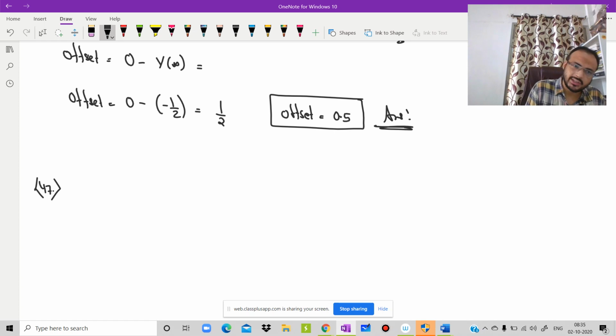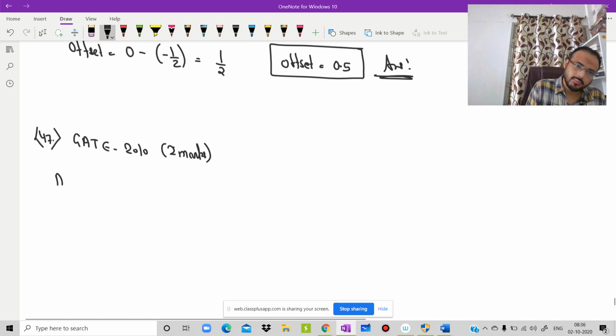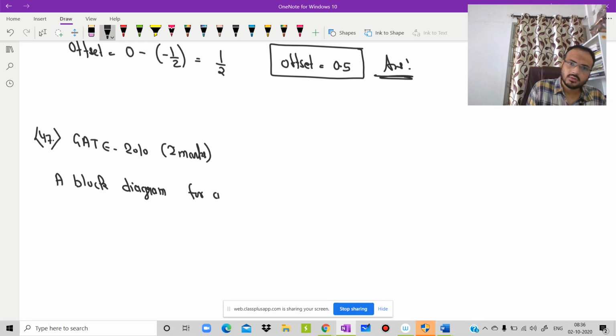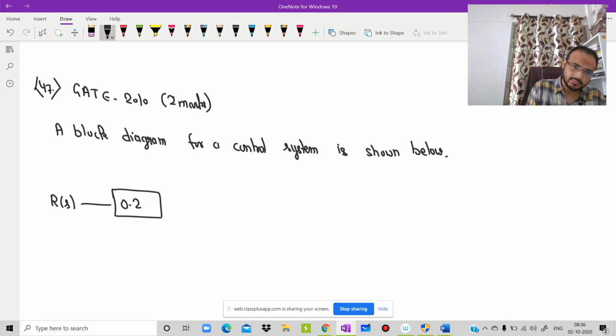Write down the next question. GATE 2010, 2 marks. A block diagram for a control system is shown below. R of S. Again, it is a model 2 type.